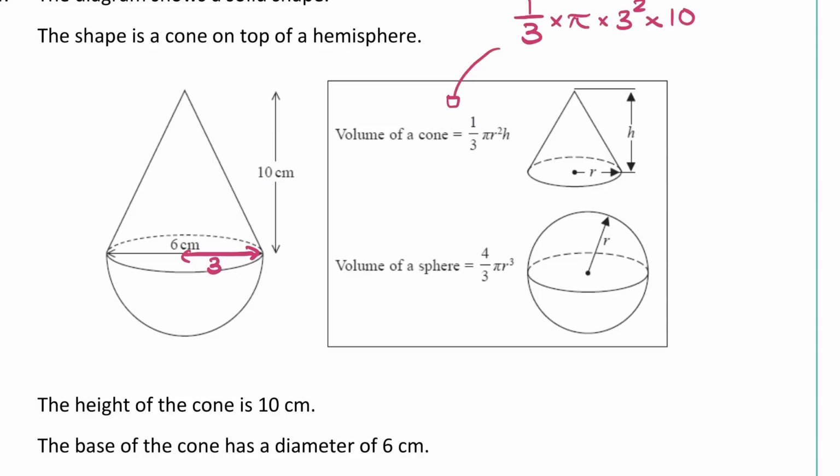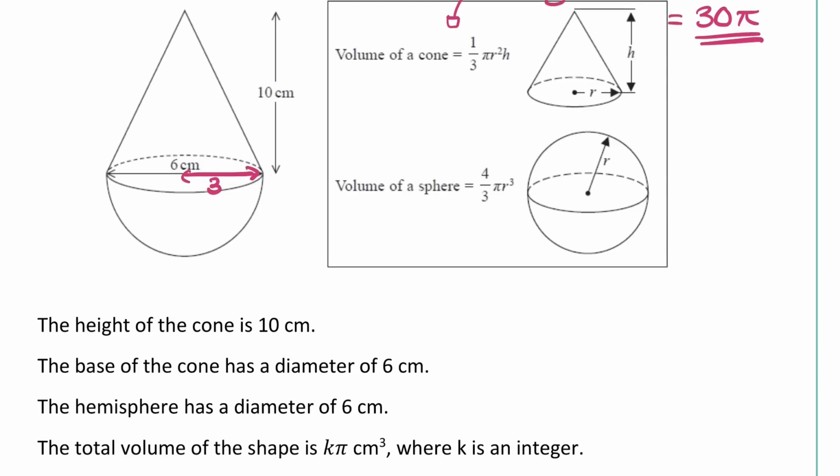So that is 9 times 10 over here. So that's 1/3 times pi times 90. 1/3 times 90 is 1/3 of 90. 90 is quite nice to divide by 3 to find 1/3 of. So that becomes 30 pi. So there we go. The cone is 30 pi.